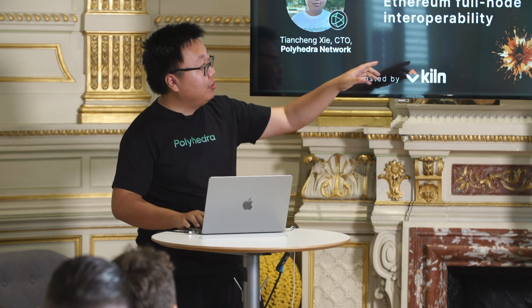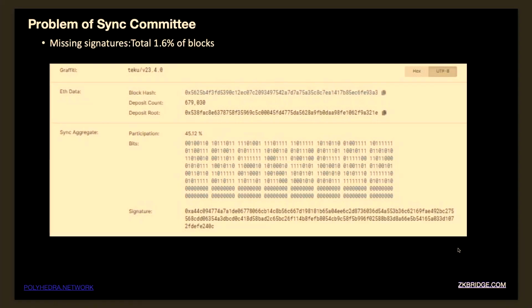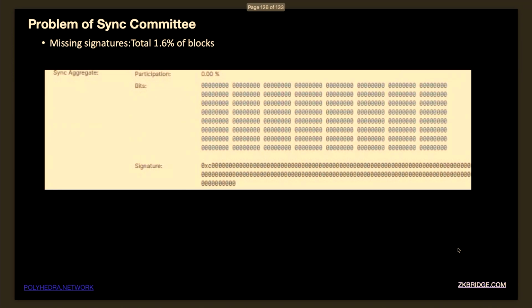And here are two examples. In the first one, you got only 45% of the sync committee signing. In the second one, none of them are signing. Actually, these two pictures are from a valid block. So the full node has actually proved a block, but the sync committee does not sign.